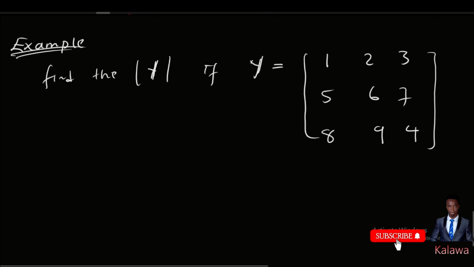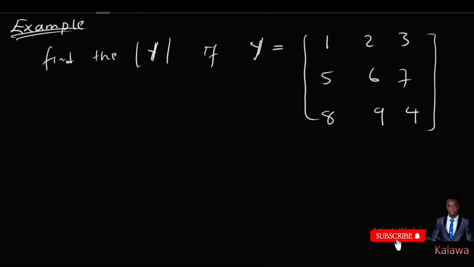So if we are to find the determinant of y now, remember the first rule is saying that we first of all choose any three elements. It could be a column or it could be a row in which you want to find the determinant, and after which we find the minor of each of those three elements, and we use the minor signs, not the 3x3 minor sign. So this example is a 3x3 matrix because it has 3 rows and 3 columns.